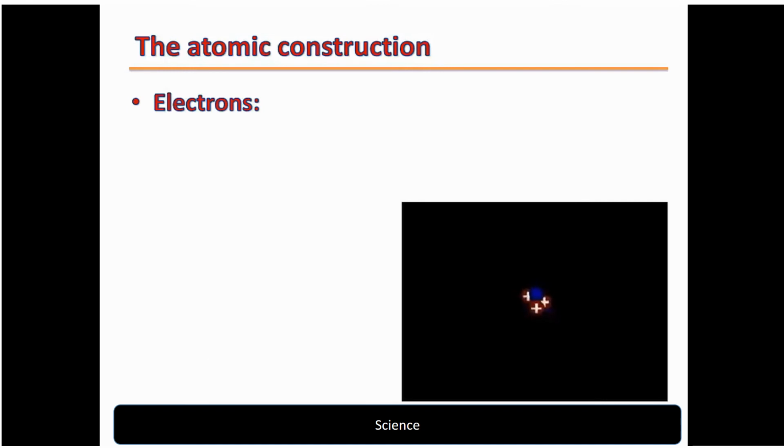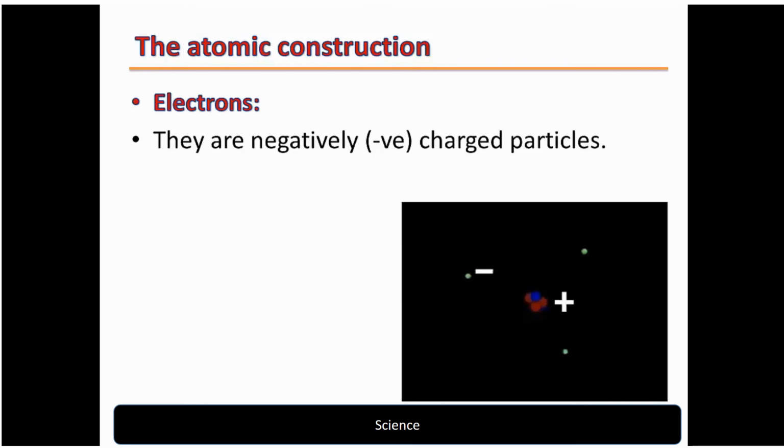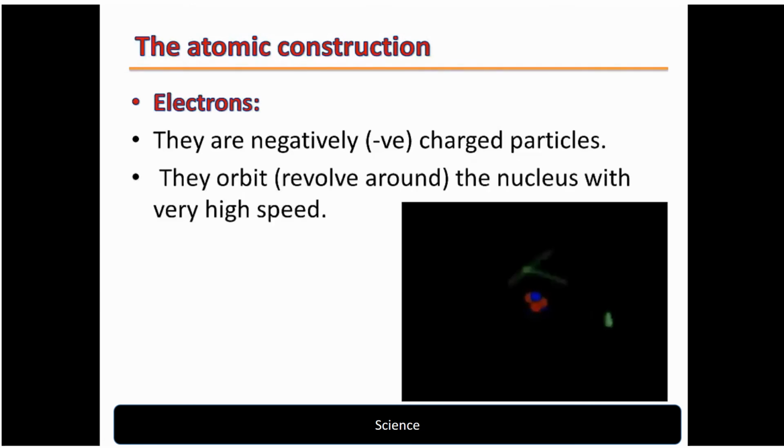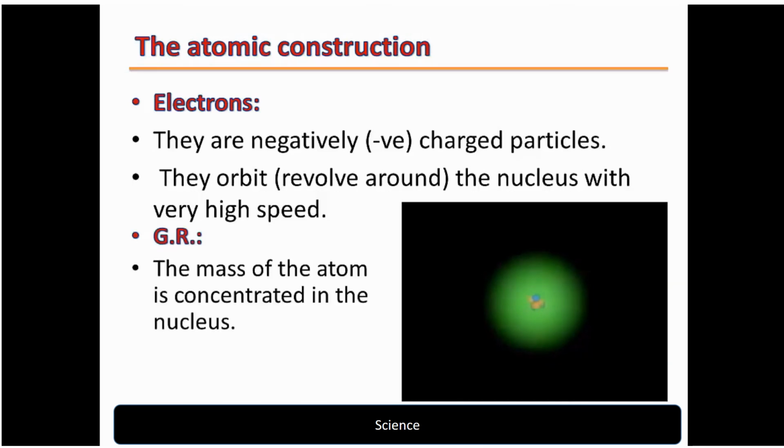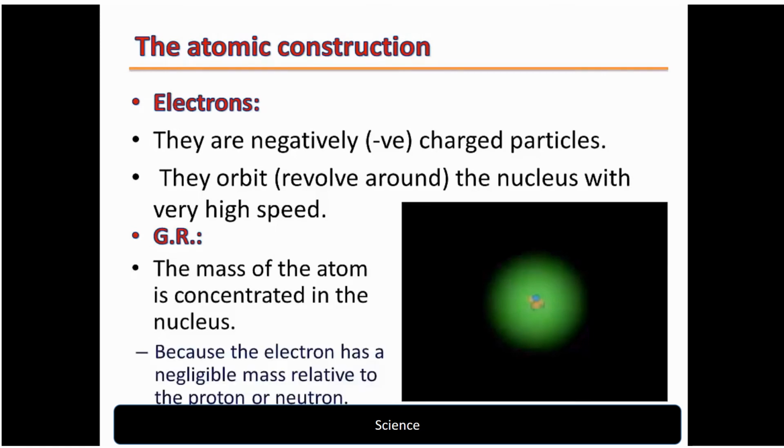What about electrons? As you can see, the nucleus is found at the center of the atom and it is surrounded by electrons. The first information about electrons, they are negatively charged particles. Also, they orbit or rotate around the nucleus with very high speed. Give reason 4. The mass of the atom is concentrated in the nucleus. This is because the electron has a negligible mass, very small mass, relative to the protons or neutrons.